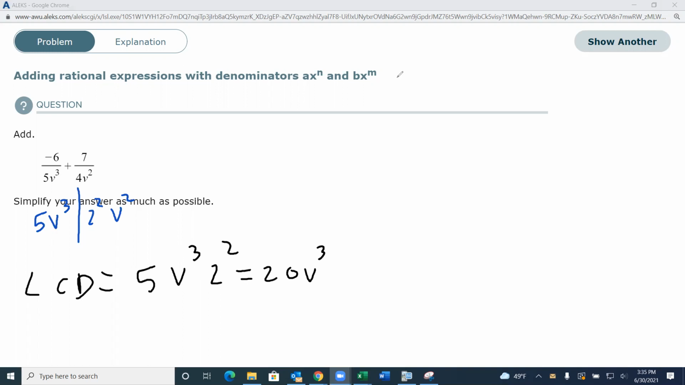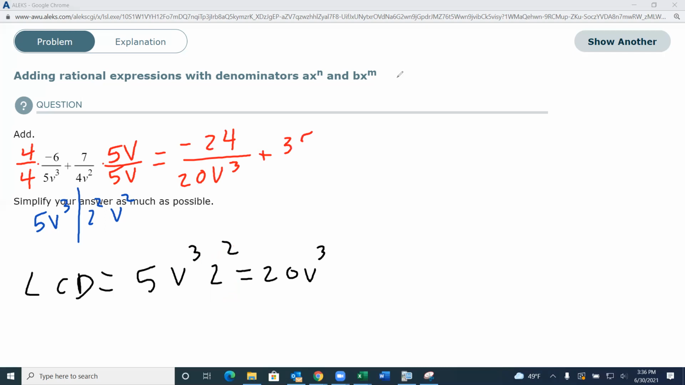Alrighty then. So what do I multiply the first denominator by to get the LCD? Well, by 4. That's the factor out of all this that's missing. What do I multiply the second denominator by to get the LCD? Well, it already has the 4, and it has 2 of those 3 v's, so it needs 1 more and that 5. So 5v is missing. So we multiply, and we get negative 24 on top. And on the other one, we get 35v.